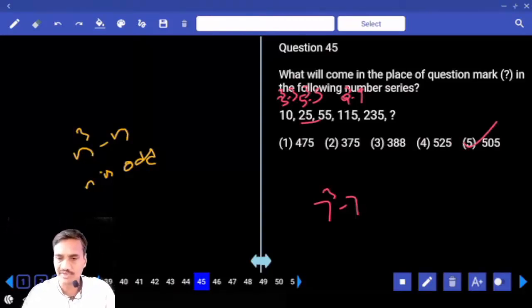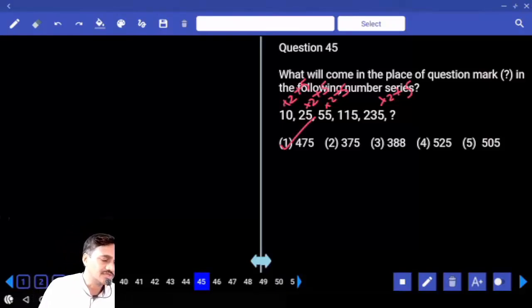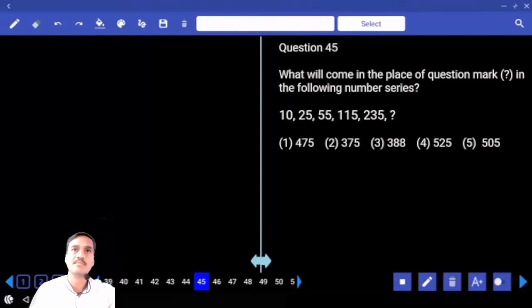Then question number 45, 10, 25. How can you express this one? 10 into 2, 20 plus 5, 25 into 2, 50 plus 5, 55 into 2, 110 plus 5, 235 into 2, and 470 plus 5, 475, choice 1, question number 45. And this is about question numbers 41 to 45. Clear? Any doubts in this one?